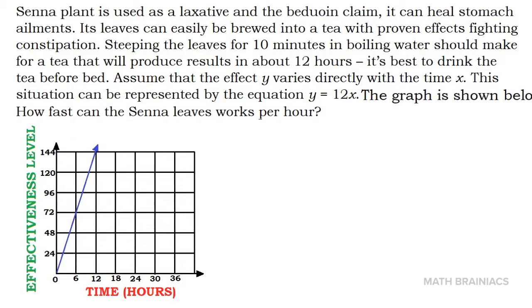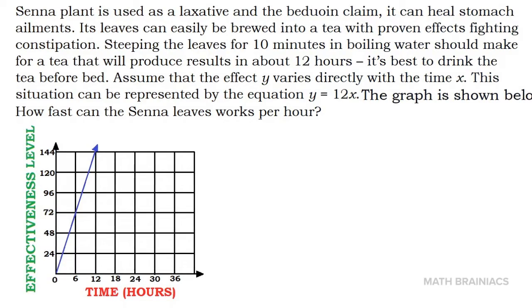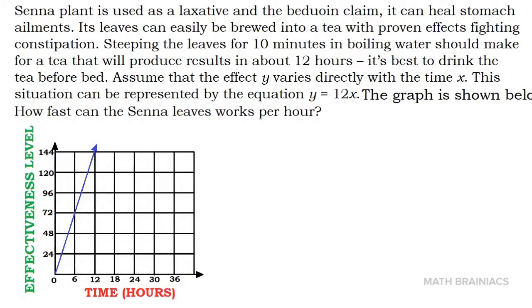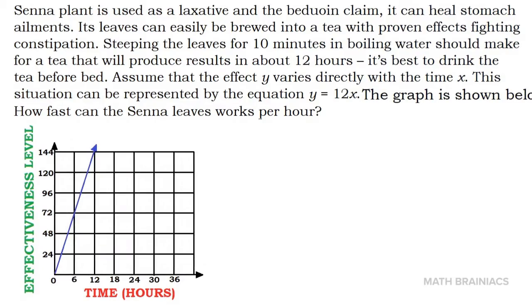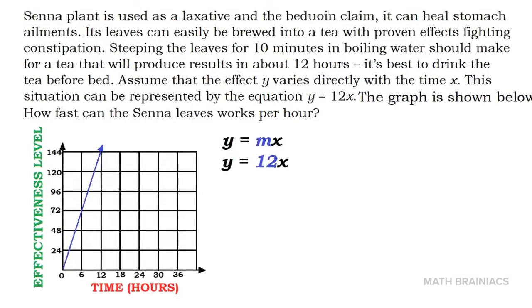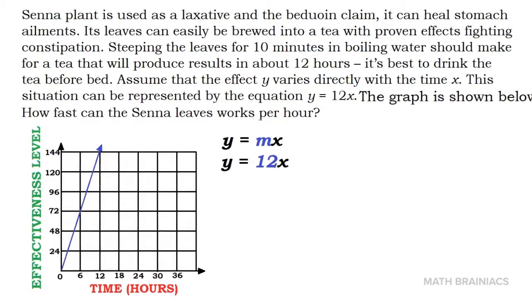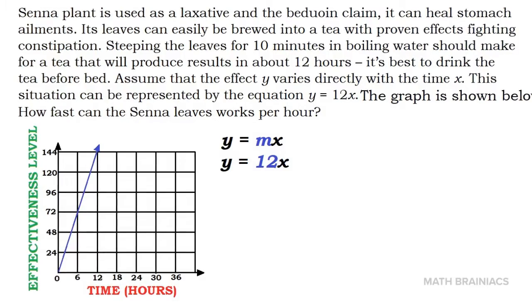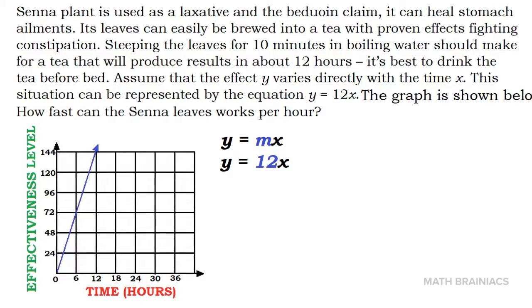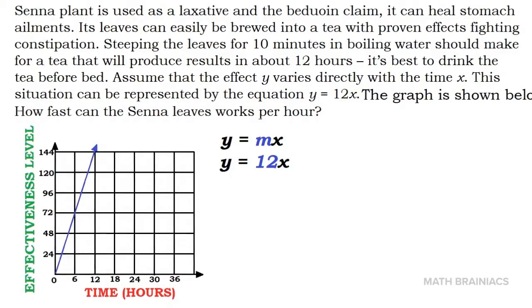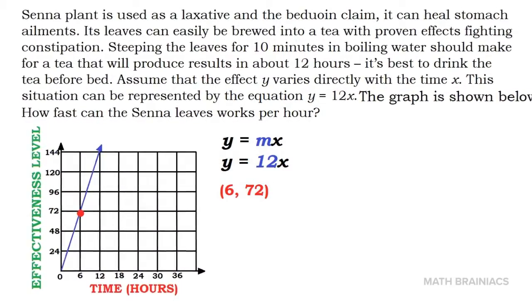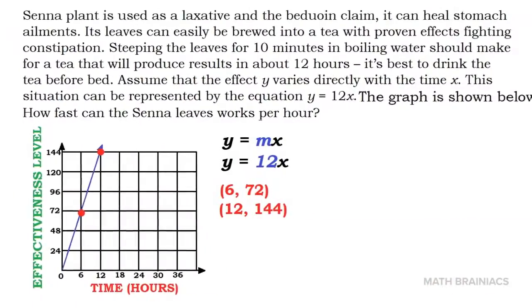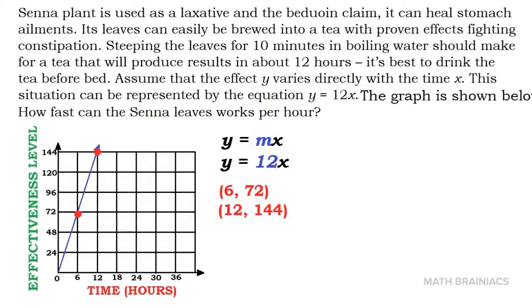How fast can the senna leaves work per hour? You can see that the x-axis represents the time, and the y-axis represents the effectiveness level. Since the equation is y is equal to mx, and we are given the equation y is equal to 12x, therefore, m is equal to 12. Let us consider 2 points on the line in the coordinate plane. The first ordered pair is when x is equal to 6, y is equal to 72. And when x is equal to 12, y is equal to 144.